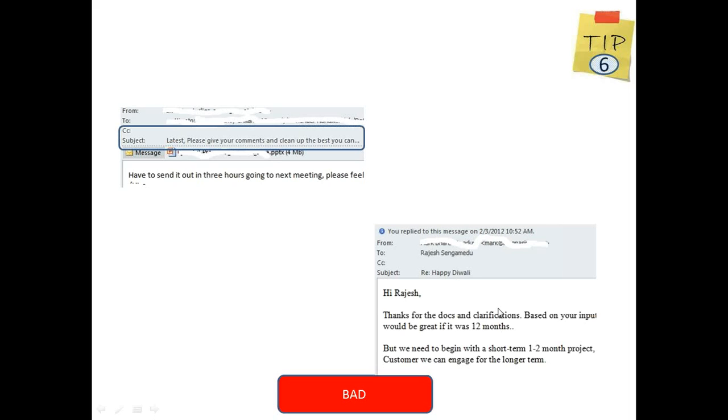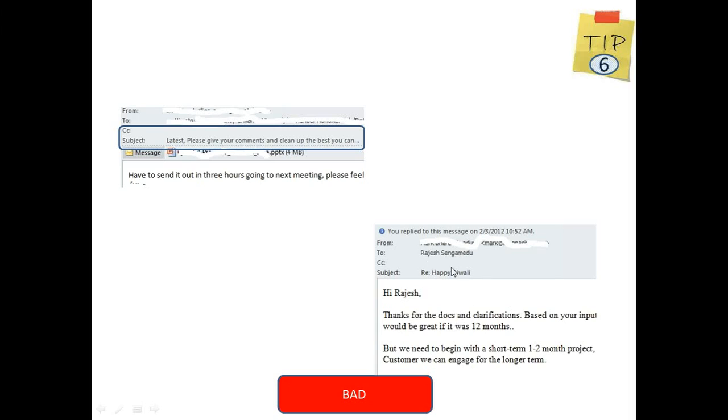Now let's look at another mail. I got an email asking, the customer is asking us if we can begin with 1 or 2 short-term projects. And the subject is, he's responding to an old email called Happy Diwali. He just went to his mailbox, picked up an email that I had sent him long back with the subject Happy Diwali. He's responding to that with a lot of matter.